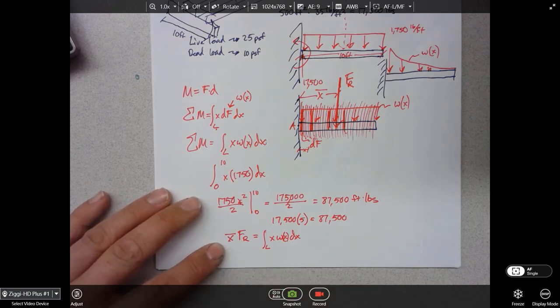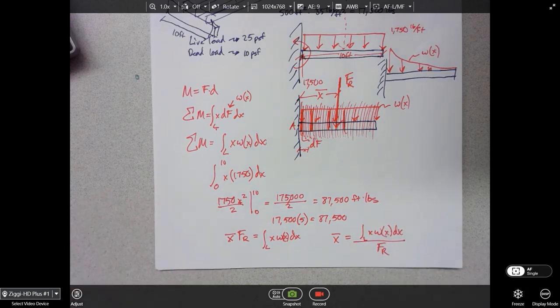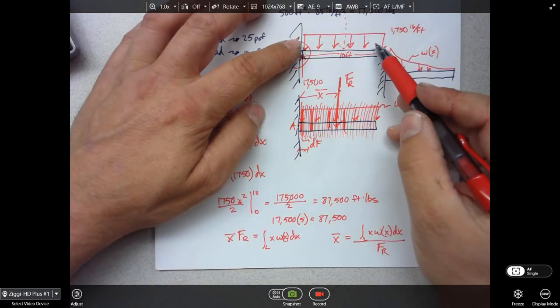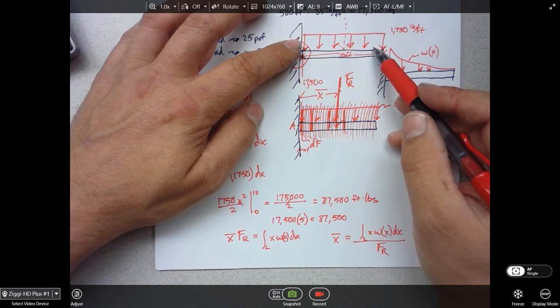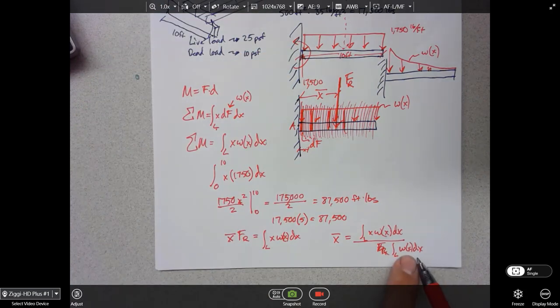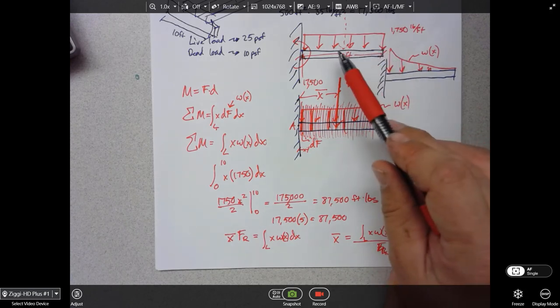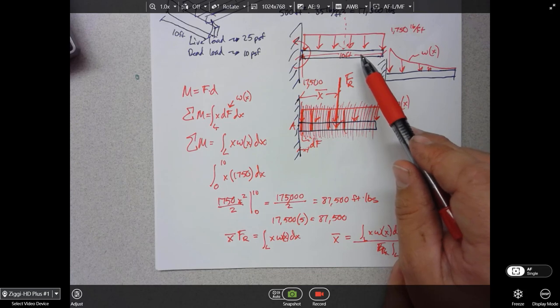To find X bar, I can simply say X bar is going to be equal to this integral x w x dx divided by the resultant force. But what is the resultant force? It's just this integral, w x dx. If I'm finding the integral of this, what's another physical way to describe that? The area. It's the area underneath the curve.